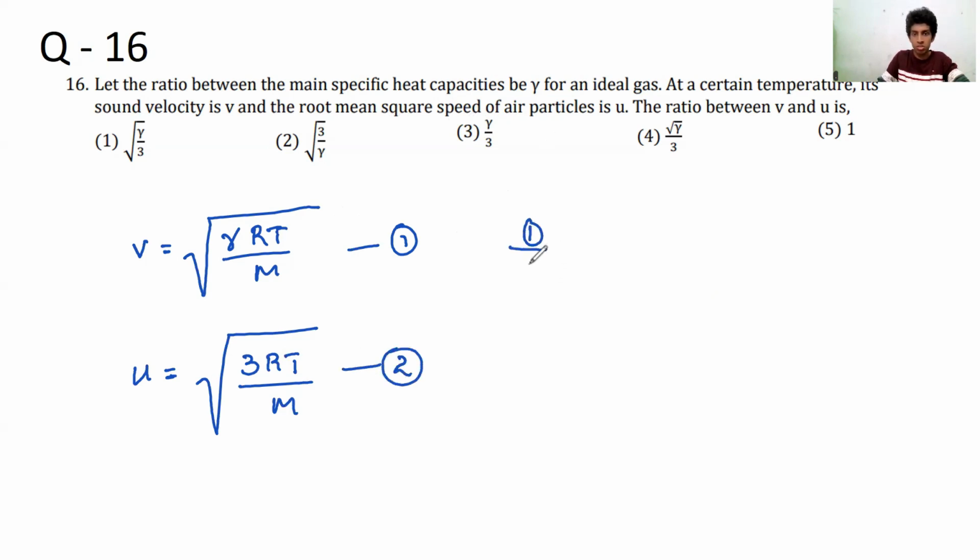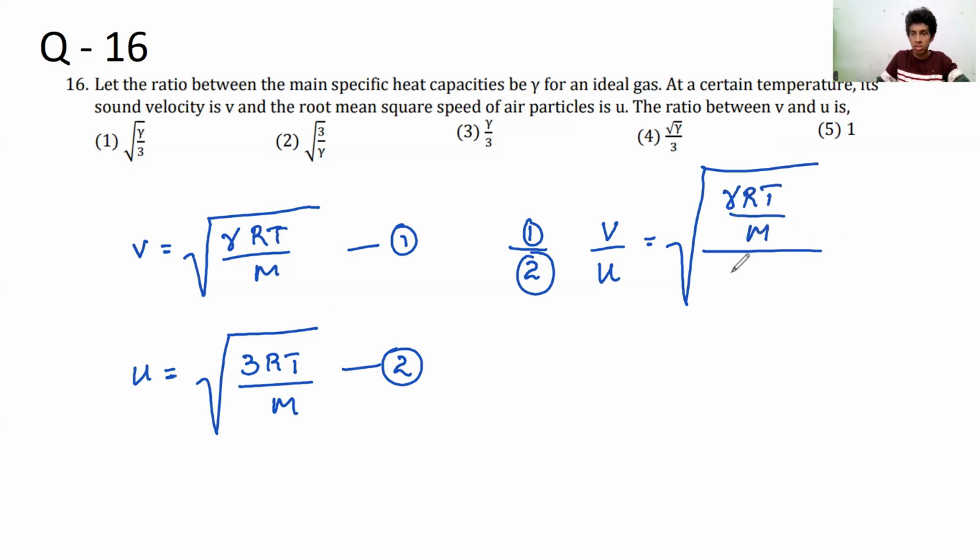So when we divide the first one by the second one, we can easily get the answer. So v over u equals root gamma RT over M divided by root 3RT over M. So RT and M cancel off. So v over u is equal to root gamma over 3. So the correct answer is the first one.